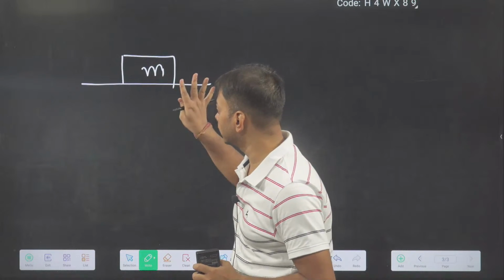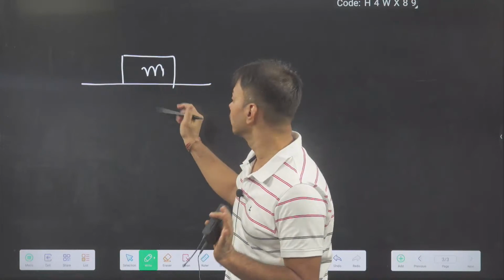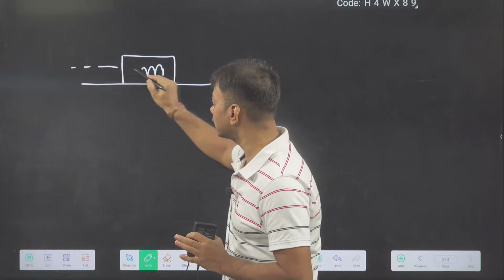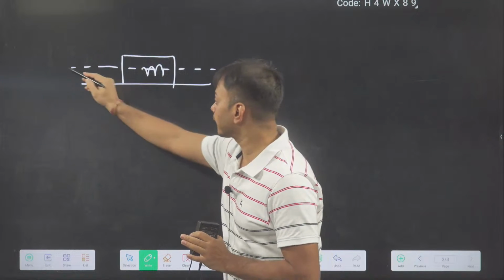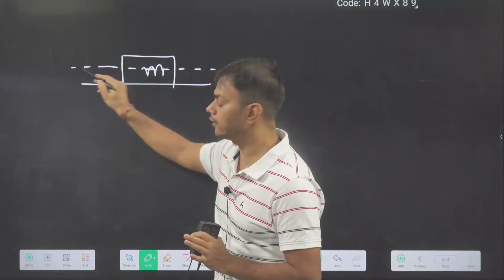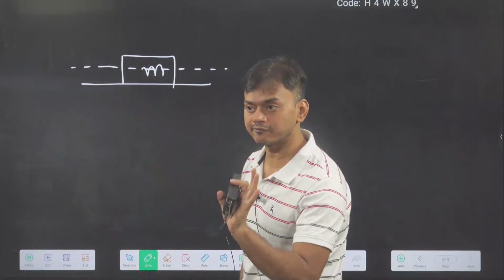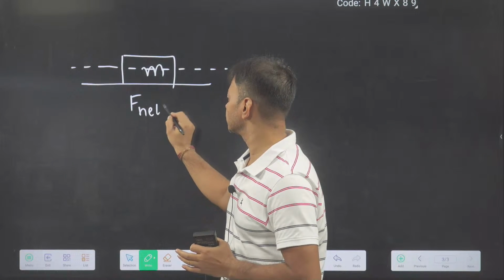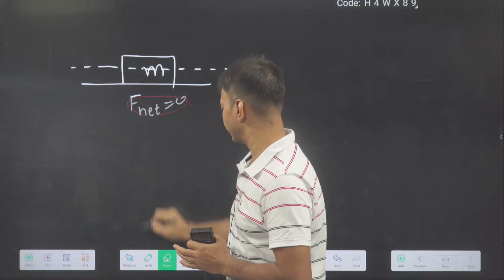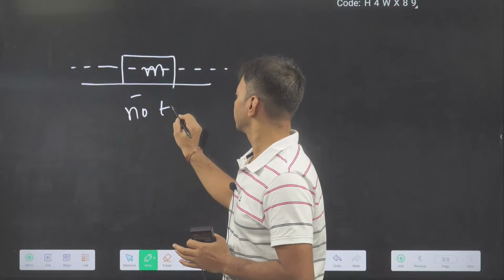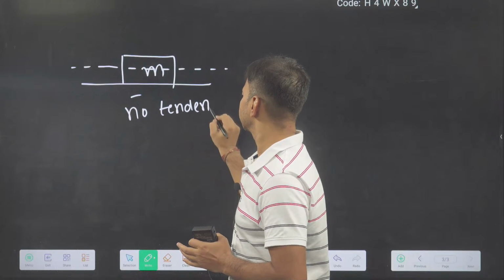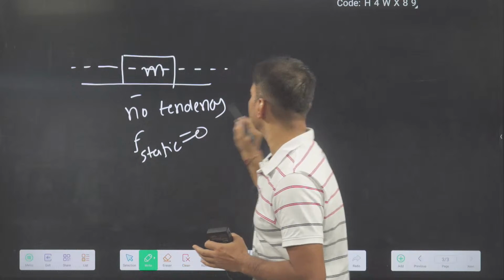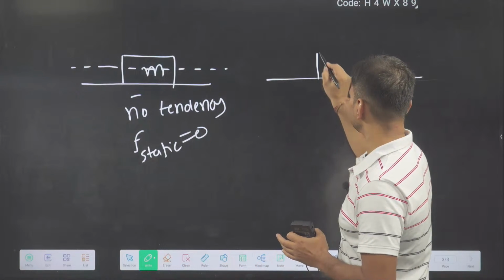Here, if I ask you, in this diagram, is there any external force? No. You have to see, this is the surface, direction of motion is parallel to the surface. You have to just decide that parallel to surface, is there any resultant force excluding friction? In this case, nothing is there, no tendency, F net equal to 0. I will write no tendency. Since there is no tendency, friction is 0. Friction is 0.